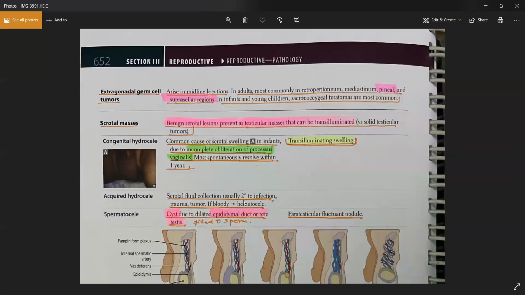You have the extragonadal germ cell tumors, which arise from the midline. They could be in the retroperitoneum, in the mediastinum, in the pineal area, or in the suprasellar regions. Remember the pineal gland tumor?